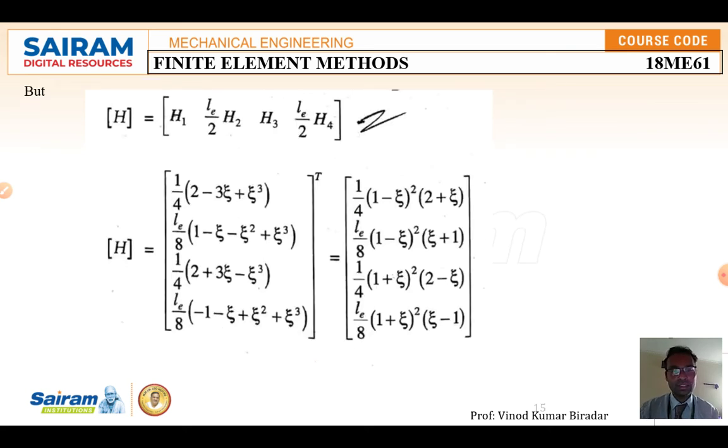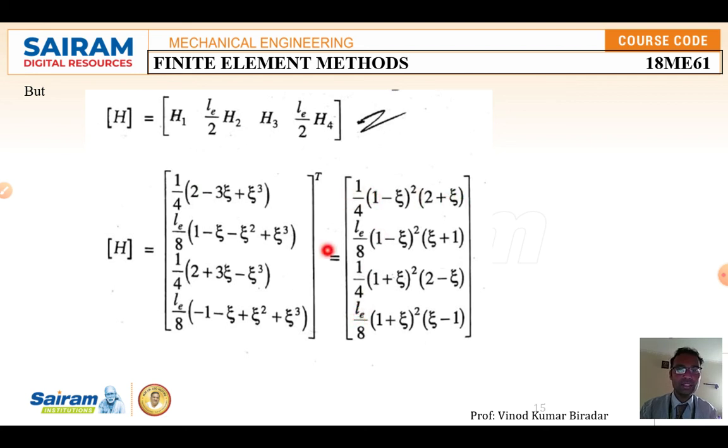If you write in the standard way, we know that the Hermite shape function H is equal to H1, LE by 8 H2, H3, LE H4 by 2. Already we calculated the H1, H2, H3 values. Substitute in this equation, H is equal to, this is a transpose, you can write it in this fashion. After calculating this, 1 by 4 of 2 minus 3 zeta plus zeta cube. Again if you simplify the values, this is the Hermite shape function.